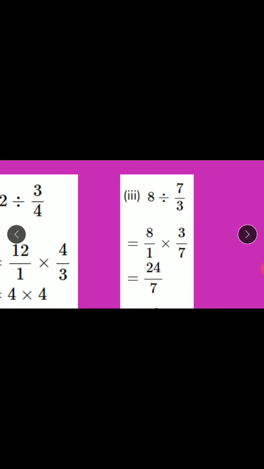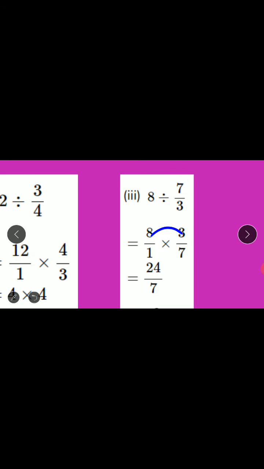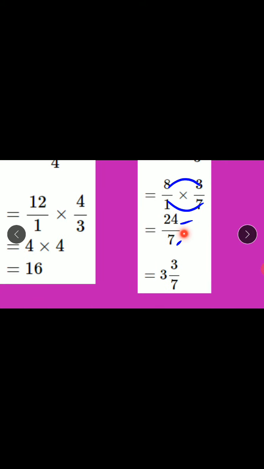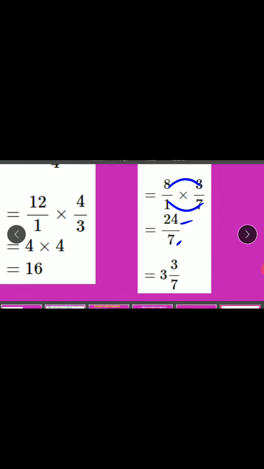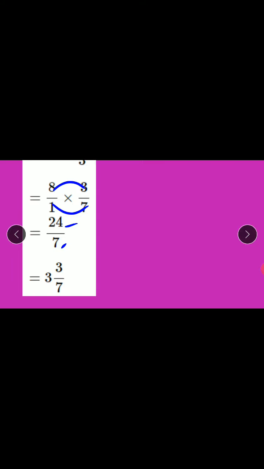What is the next step? Next method, we multiply the numerators, multiply the denominators. 8 3s are 24, then 1 7s are 7. 24 by 7. Since it is an improper fraction because the numerator is greater than the denominator, 24 by 7 is an improper fraction. So let's change into mixed form. How do we change into mixed form?